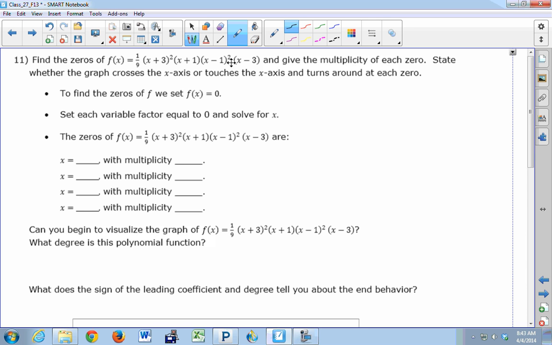The good news is that this function is already factored for you. I wouldn't want to multiply all those factors out and try to factor it. That would be awful. Give the multiplicity of each 0. That was what we talked about on Wednesday. State whether the graph crosses the x-axis or touches the x-axis and turns around at each 0. So let's find the zeros of this function f by setting this whole thing equal to 0. So let's do that.